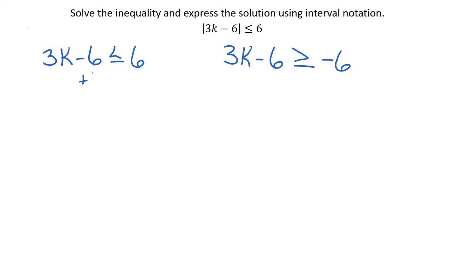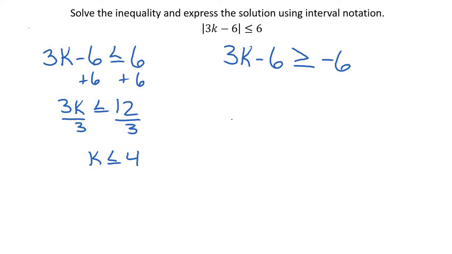Now let's solve. Add 6 to both sides. So 3k is less than or equal to 12. Divide by 3. k is less than or equal to 4. And let's solve our second equation.